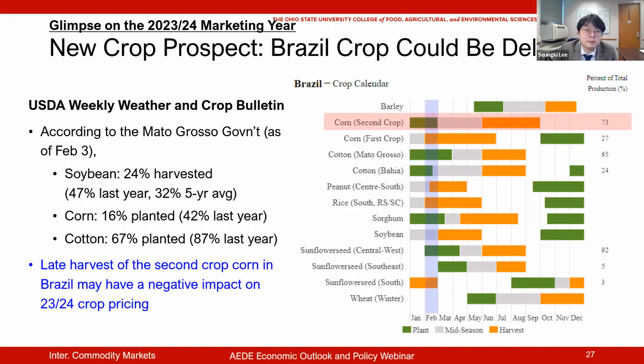and this is the main crop, the second crop corn in Brazil, and the orange bar indicates the harvest time window. If they deliver the grain very late because of this slow progress, then Brazilian second crop corn will arrive on the global market in September, which is about the same timing as our harvest season. That means we may have a price issue, because this mass supply coming to the market could lower the price a lot before the beginning of our new market year. So preparing for this downside price risk might be a wise choice.